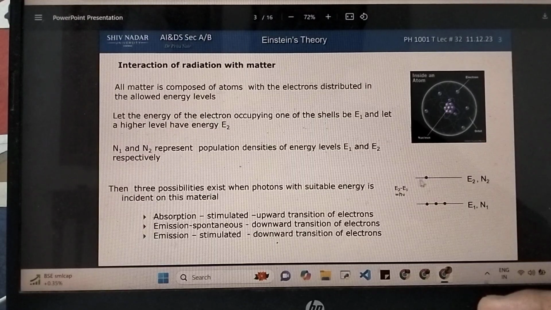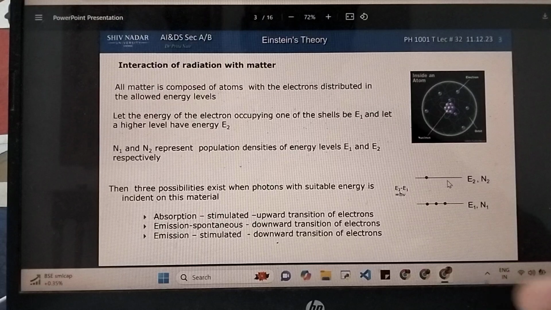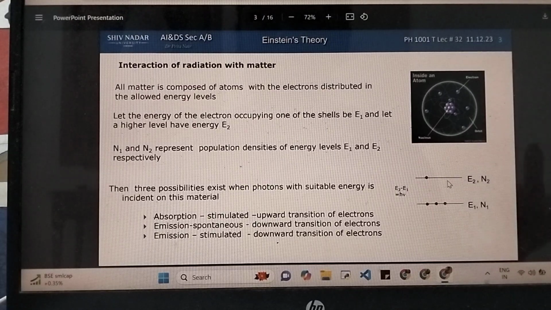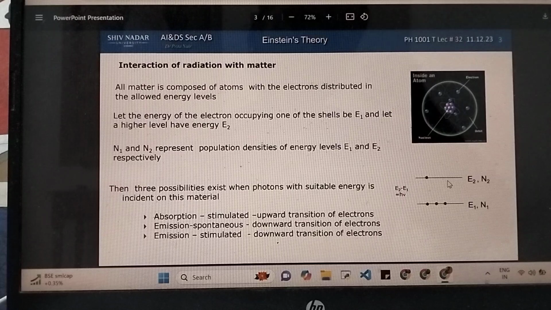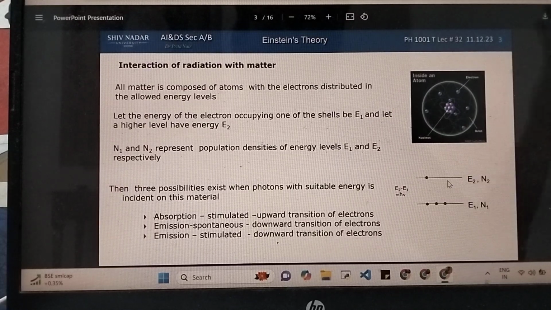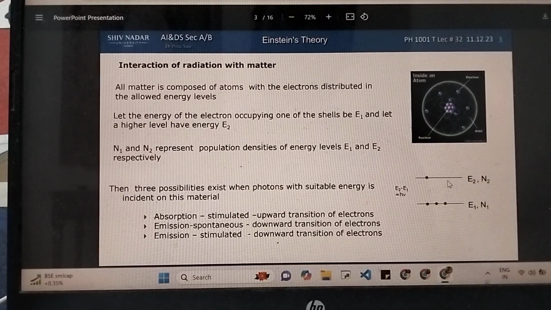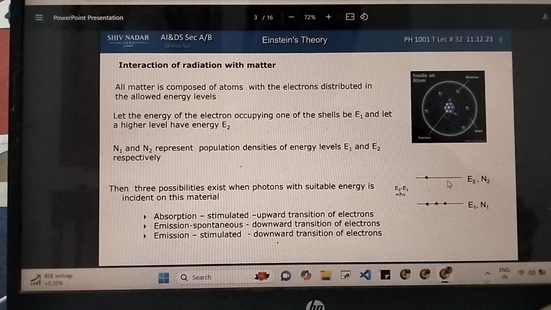Let us assume there are two energy levels, E1 and E2. All matter, as you know, is made up of atoms. The atoms contain a nucleus which contains the neutrons and protons. The nucleus is surrounded by electrons which are located in different energy levels. These energy levels are quantized. All this is information you are already familiar with at this point.